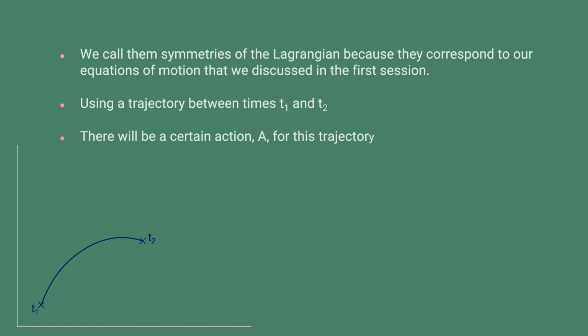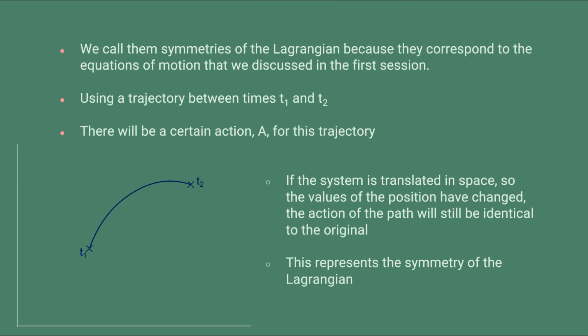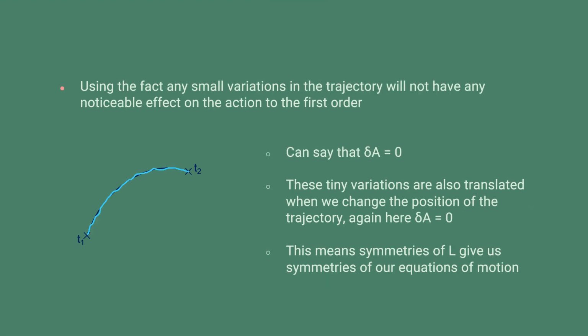So let's just do a little example using these 2 points, T1 and T2. Let's call the action of this trajectory A. If we take these 2 points, as we did in the video a couple sessions ago, and move them to a different place in space, then the whole system is translated in space, but the values of the position of both those points have changed. So the action and the path will still be identical. This represents our symmetry of the Lagrangian.